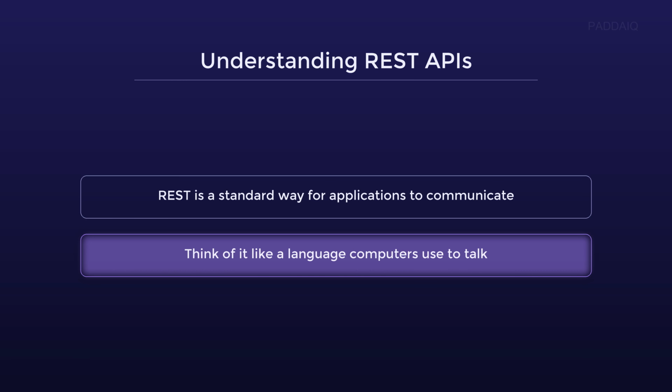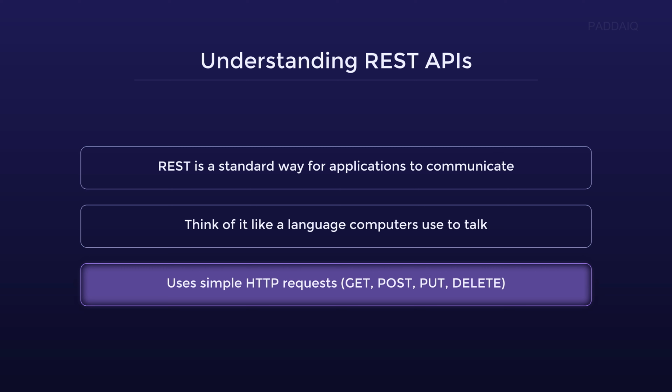Think of it like a language computers use to talk. It is a standard way for applications to request and share data over the internet. For example, a weather app uses REST APIs to ask a server for current forecasts and receive that data back. This common language ensures different systems can work together seamlessly.